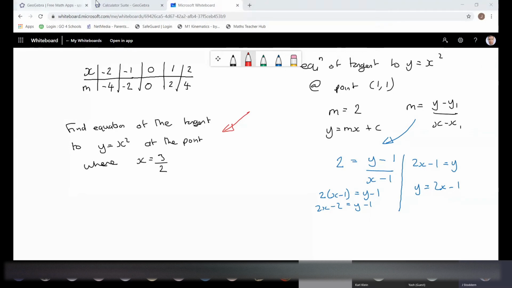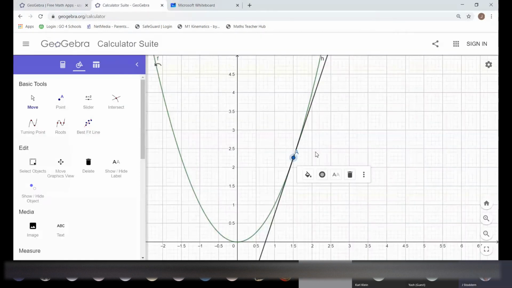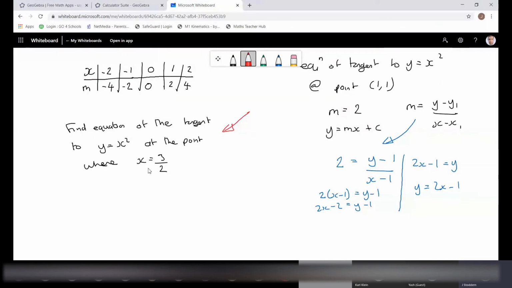So we're looking at this tangent here. We've got x equals 3/2, which is 1.5. What's the gradient at this point? If anyone who's got a mic would like to share that? 3. It is indeed 3. So I can say here, my gradient is 3.